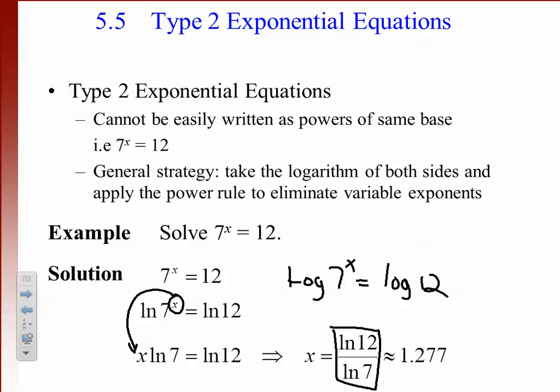The same answer would have been common log of 12 over log of 7. Okay, it would have been the same answer, right? The change of base rule is kind of going on there.